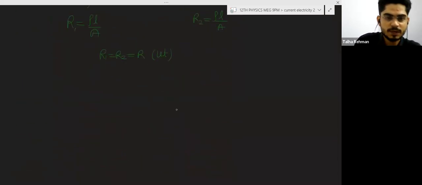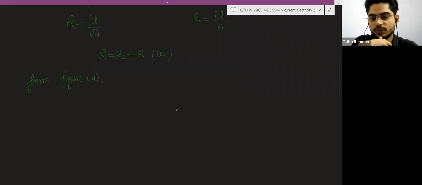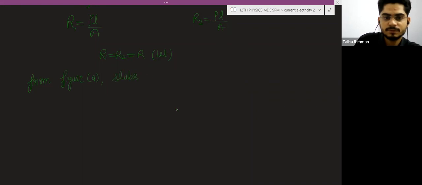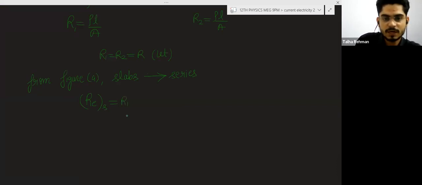So figure A, we'll write from figure A, you can conclude that both the slabs are connected in series. So for series, if you want to find the equivalent resistance, RE means equivalent resistance as for series, you will write R1 plus R2, you will get R plus R, 2R.